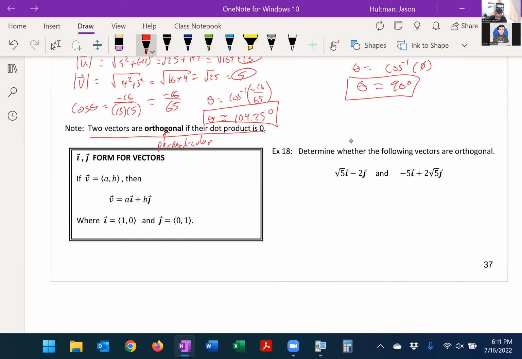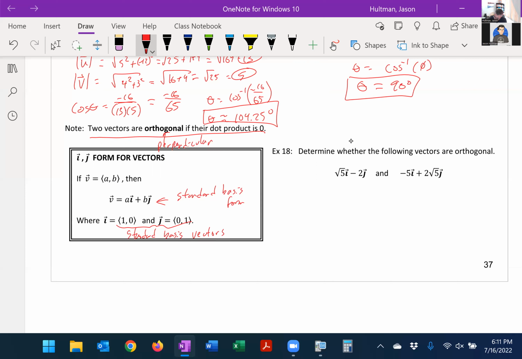Okay, form of vectors. If vector v is equal to a, b, then v is equal to ai plus bj, where i is equal to 1, 0, and j is equal to 0, 1. This is called standard basis form. You don't really need to know this until you go into calculus. These are called your standard basis vectors. And we don't even talk about why it's called standard basis until differential equations. So, coming attractions there.